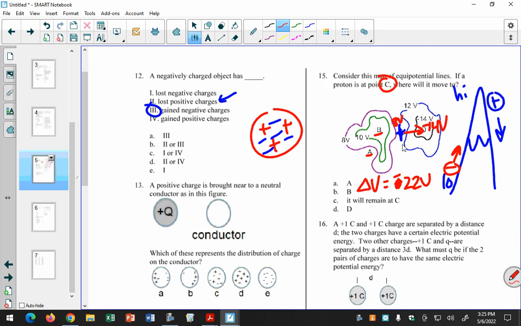If it were to move to point B, that would mean the proton would be moving up in potential. It would be moving uphill, but that's not what a proton does. If it was an electron, that's what it would do. An electron would move from point C to point B, but a proton moves from point C to point D because it goes downhill. Okay?